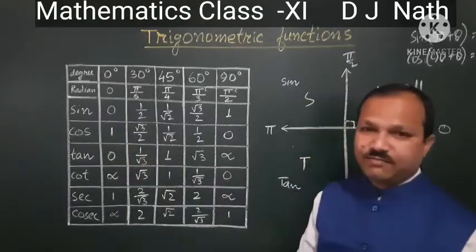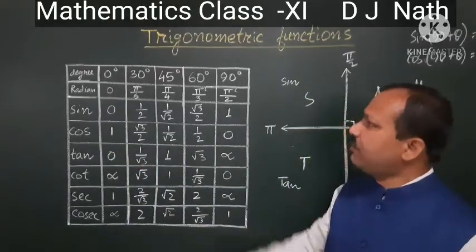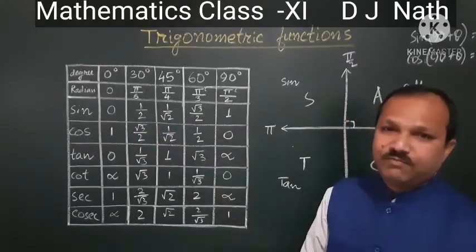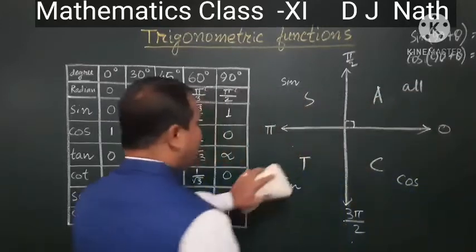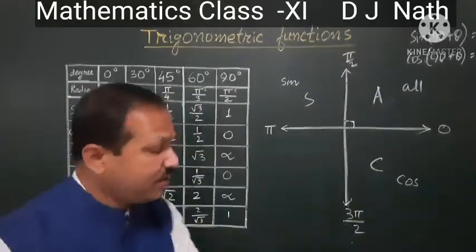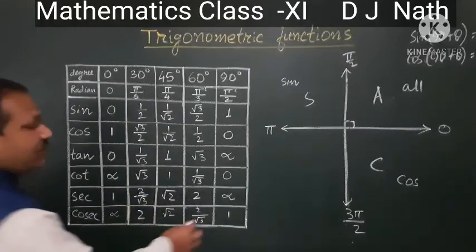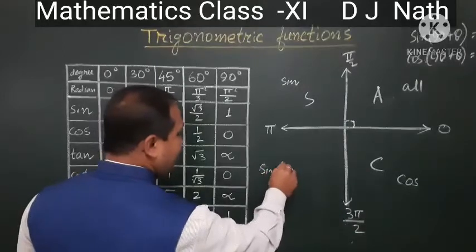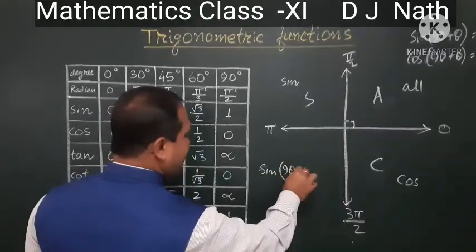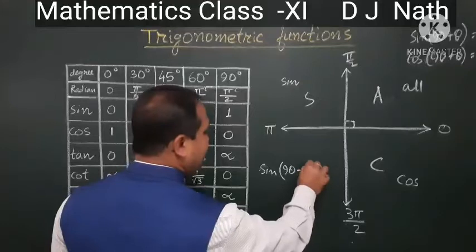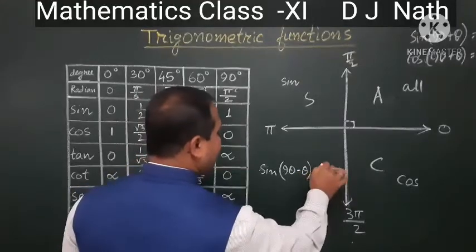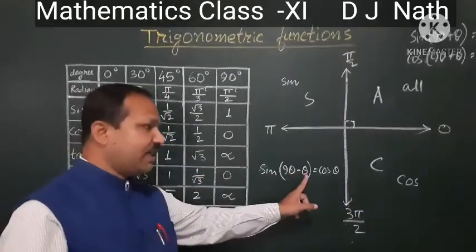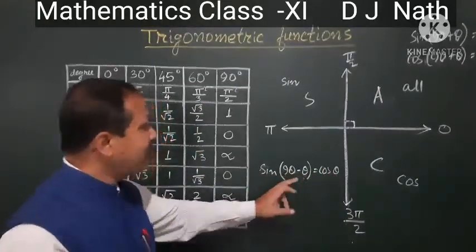Because sin 90 is cos 0. Why has this value come? Or sin 60 and cos 30, why is this the same? This is due to the complementary formula only. Because look at that, sin 90 minus theta. 90 minus theta is cos theta, right? It is cos theta. So look at that, sin 90 minus theta is cos theta.